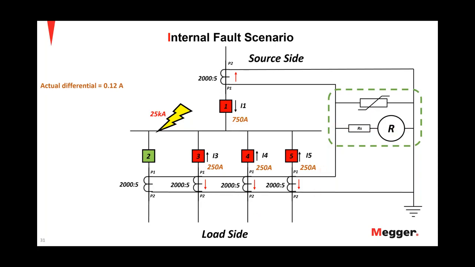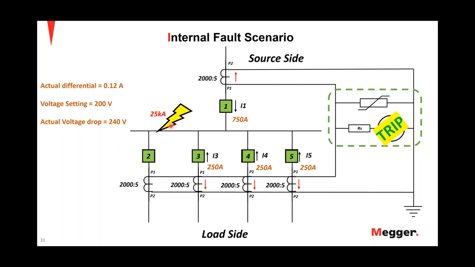Because of this current, the differential current is now increased to 0.12 amps in this case. Because of which there will be a voltage drop of around 240 volts. Now, of course, this voltage has crossed the threshold setting of the relay. So in this case, the relay is going to trip all the breakers in the system, right, to clear this fault.